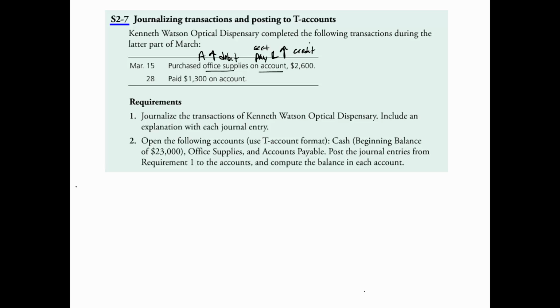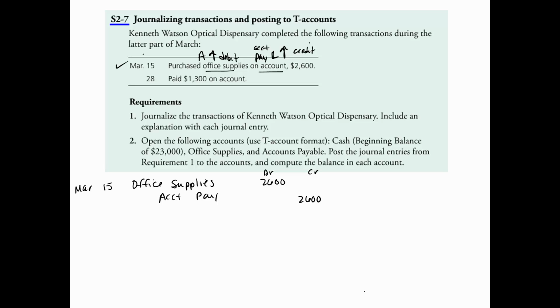And so I will record that transaction on March 15th. I debited office supplies, so I write the debit first. I debit office supplies for $2,600, and then I credit accounts payable. So I indent that. Here's my debit column, here's my credit column, and I credit $2,600. So that takes care of the first one.